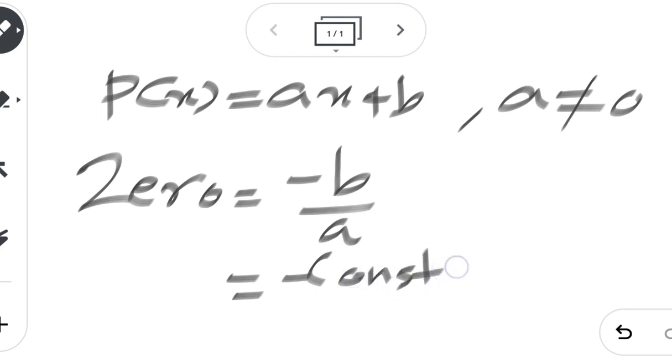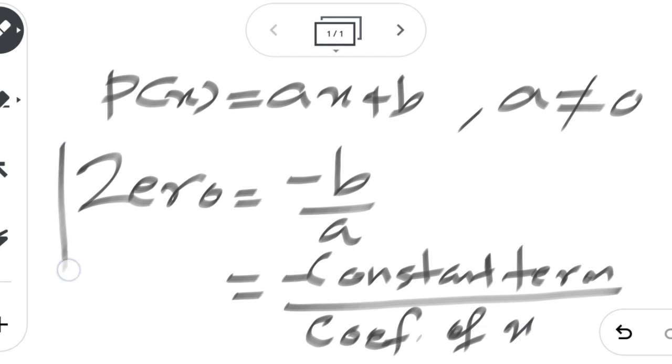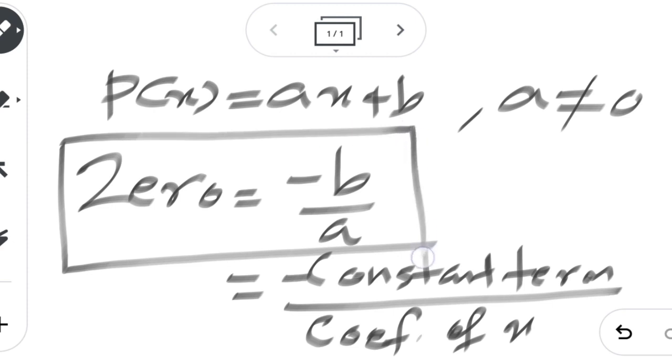Minus the constant term by a. What is a? A is the coefficient of x. So this is the relationship between zeros and coefficients of a linear polynomial. The zero of a linear polynomial is equal to minus b by a, where b is the constant term and a is the coefficient of x. Okay.